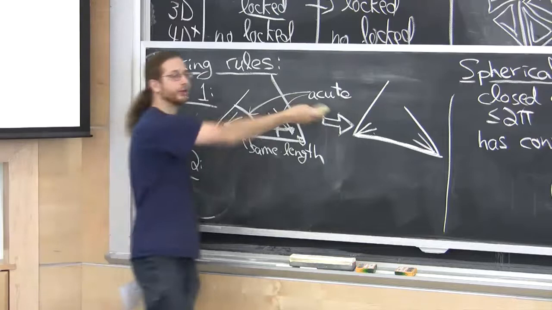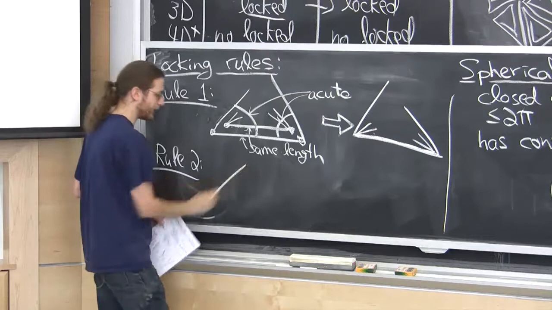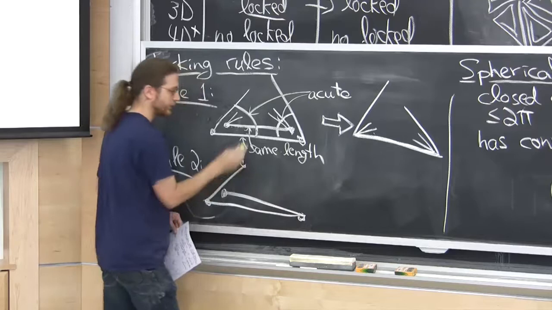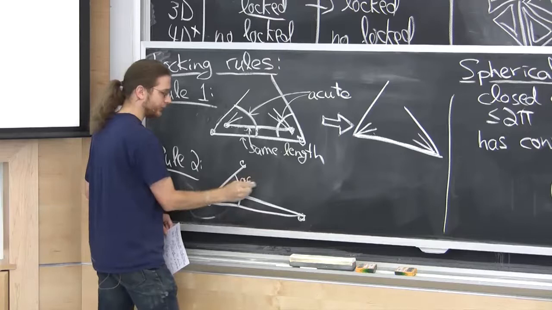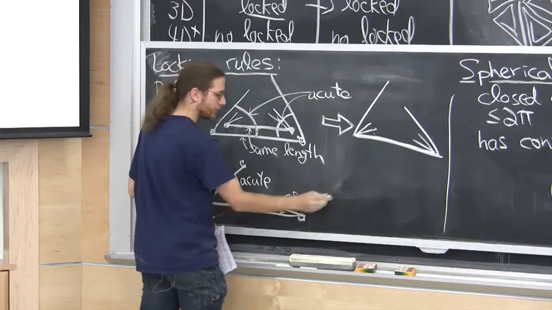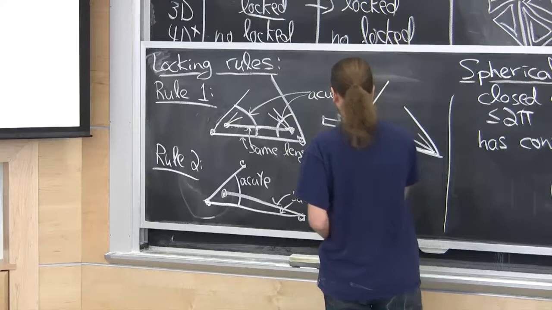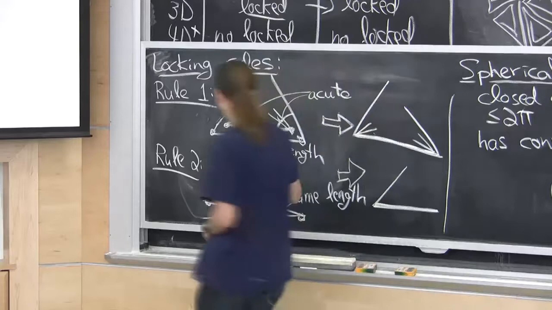All right, rule two is sort of a special case. It looks like this. Here, these bars are touching, or actually share an endpoint. And again, I need that this angle is acute, and I need that these two have the same length. And I can simplify to that, where if anything was attached here, it just gets attached there.